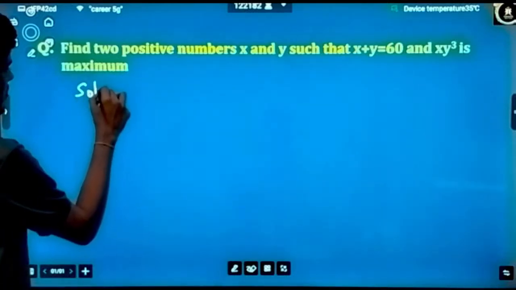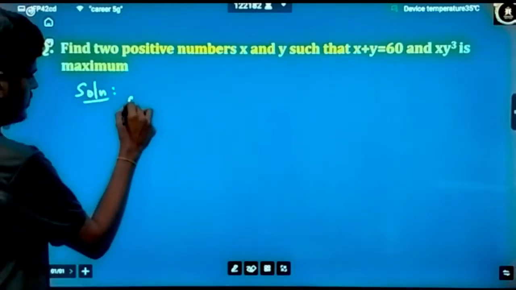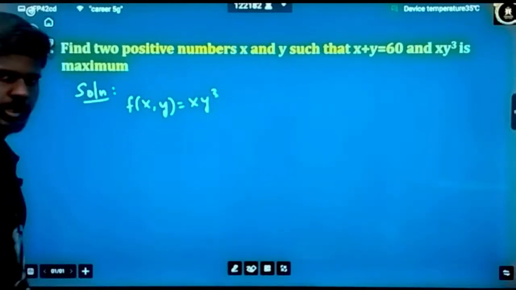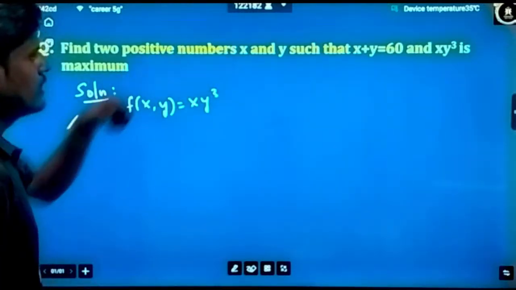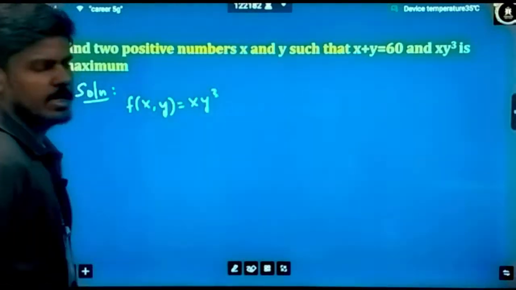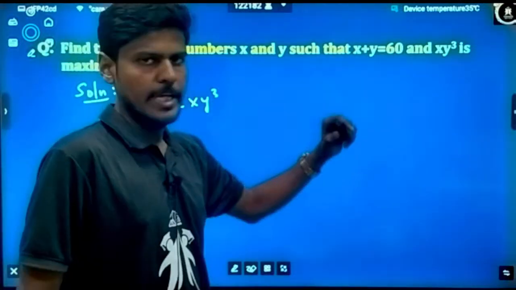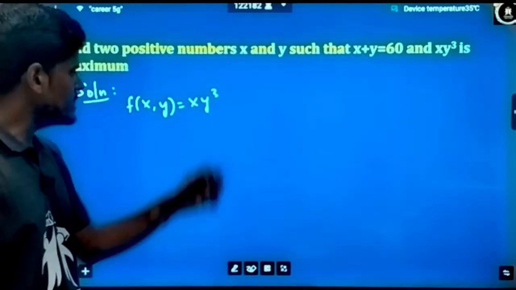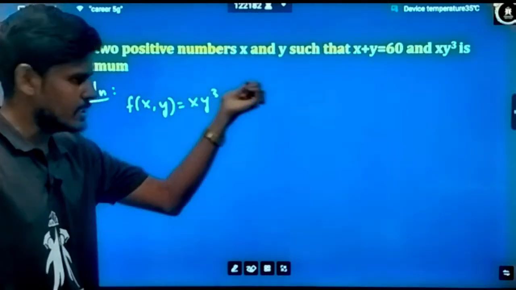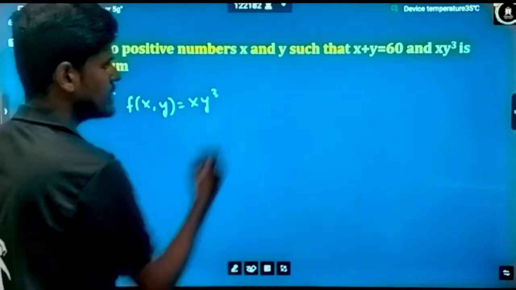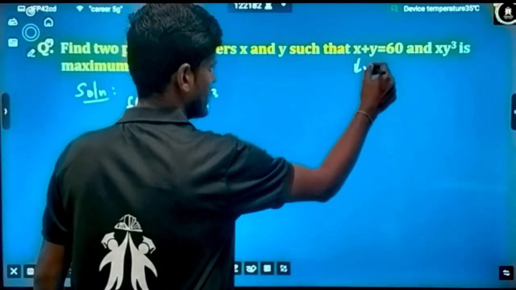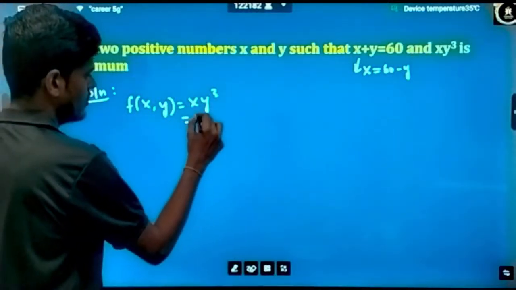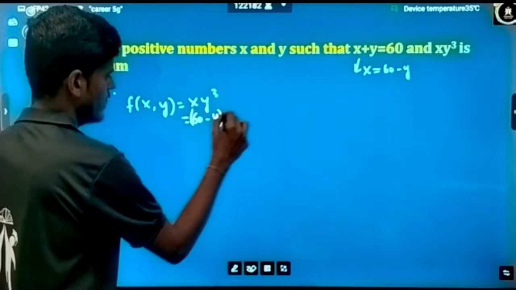So solution will be f of x comma y should be taken as xy cube. Then what we need to do? Use the condition, convert it to single variable. Now if we write x in terms of y or y in terms of x, both are okay. But in this question we already have y cube. That means it will be easier to solve when we convert x in terms of y for this question. So what is x in terms of y? From this relation we get x is equal to 60 minus y. So we can write f equal to 60 minus y into y cube.